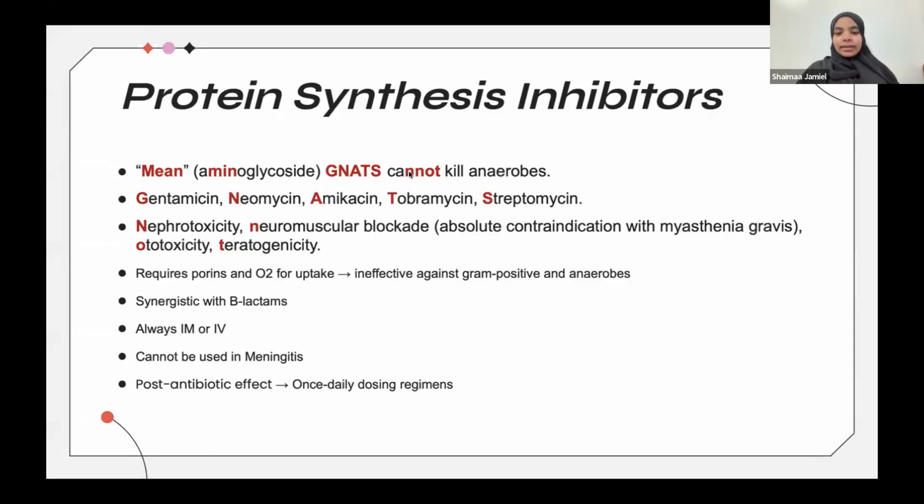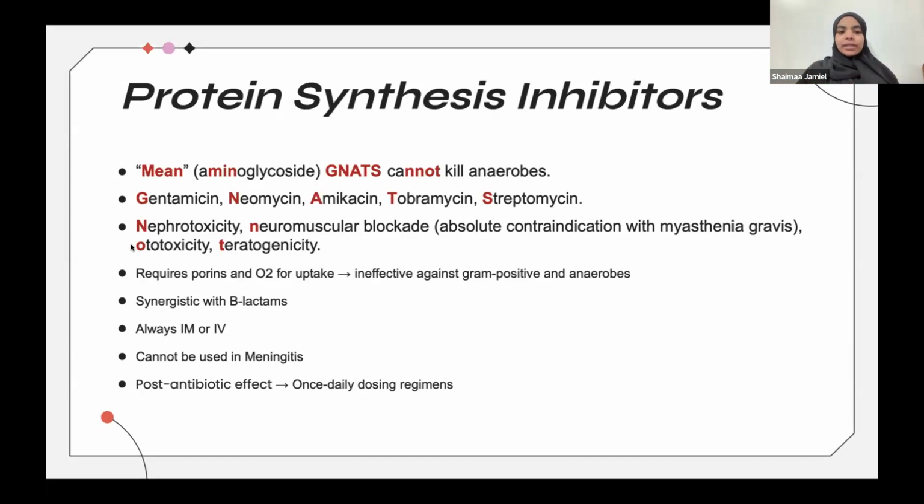And "cannot" here, the NNOT stands for the side effects of the aminoglycoside, which are nephrotoxicity and neuromuscular blockade, which is very important because a person who has myasthenia gravis and you give them aminoglycosides, they're going to have worsening of their condition, and therefore it's an absolute contraindication to give aminoglycosides, which have neuromuscular blocking side effects, to a person with myasthenia gravis. So in a question, if someone has myasthenia gravis, make sure to never give aminoglycosides.